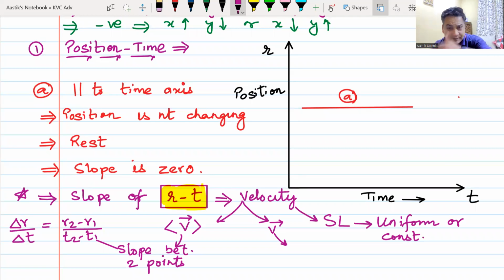It could be an xt graph, so x2 minus x1 divided by t2 minus t1. It could be a yt graph. If the particle is moving along y-axis, y2 minus y1 upon t2 minus t1. Do we understand this? Yes or no? So if I find the slope of this graph between 2 points, that will give me the average velocity. Raise hands will give me more confidence. Do we understand this, my dear friends?